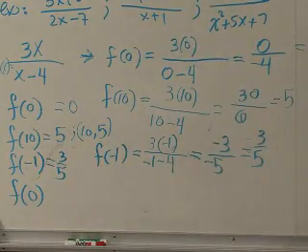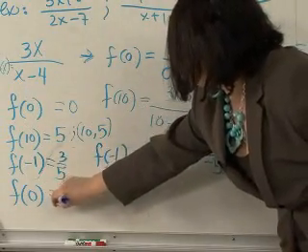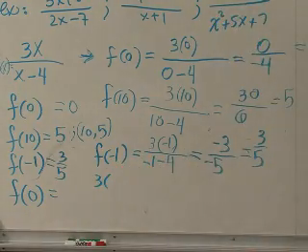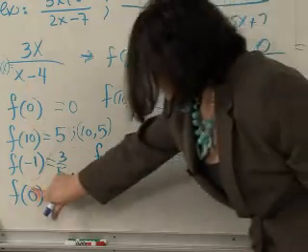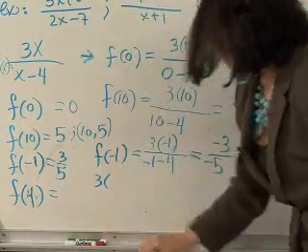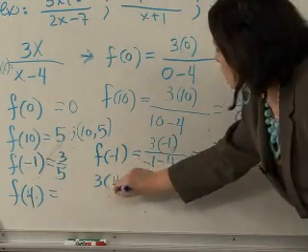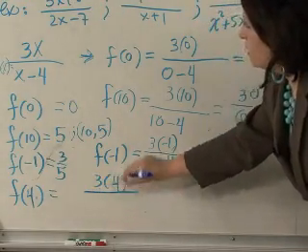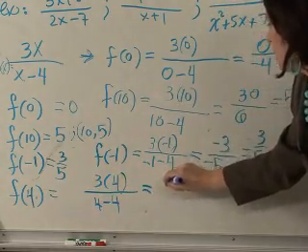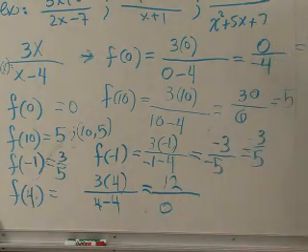And then the last one we're going to evaluate is when x is 0. So we're trying to find f of 0. So we take 3 times. I thought we did that. Actually, I'm going to change that to f of 4. That's what I meant to have here, because we just did f of 0. F of 4 is 3 times 4 divided by 4 minus 4. 3 times 4 is 12 over 4 minus 4 is 0.